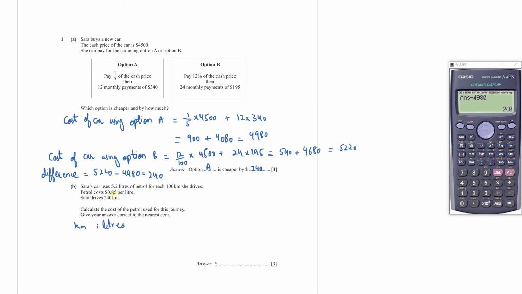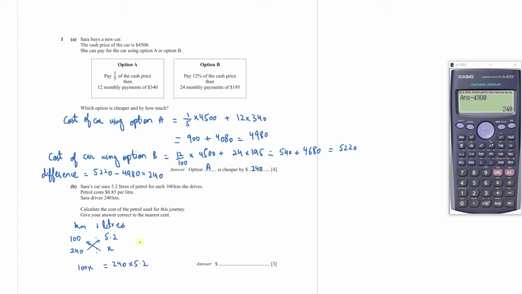So you have kilometers and liters here. So the car uses 5.2 liters for each 100 kilometers. So for 100 kilometers the car will use 5.2 liters of petrol. And then you need to calculate how much petrol is used for 240 kilometers. We can call it x. And then these are directly proportional. The more the kilometers, the more the car will use petrol in liters. So we can just simply cross multiply to form our equation, which will be 100x equals 240 into 5.2.